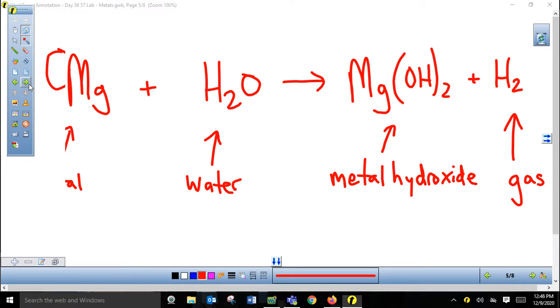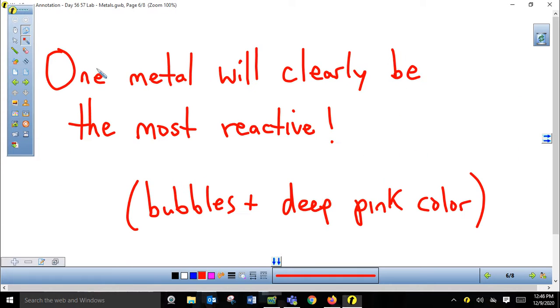In the first step of the lab, I should say, out of those 3 metals, one metal is definitely going to be the most reactive. So try to predict which metal is going to be the most reactive. The other 2 are not as reactive or don't react, so we need a way to differentiate them. So we're going to do a second test. You're looking for more bubbles; the deeper the pink color is, the more the metal is reacting.